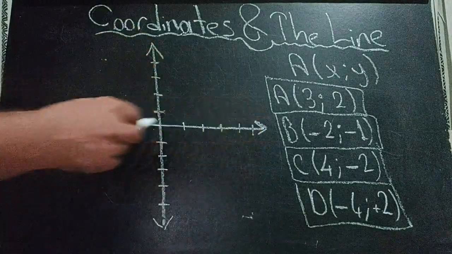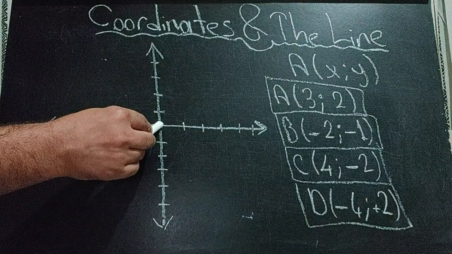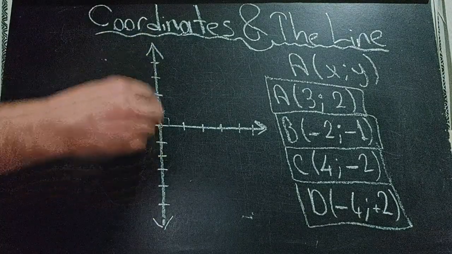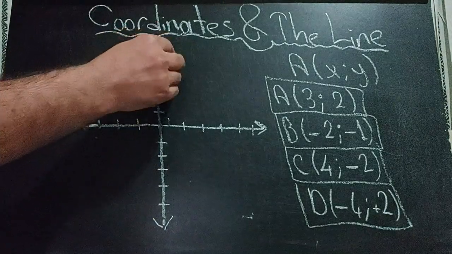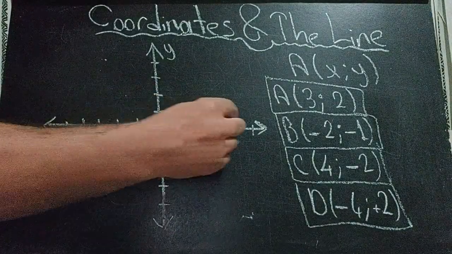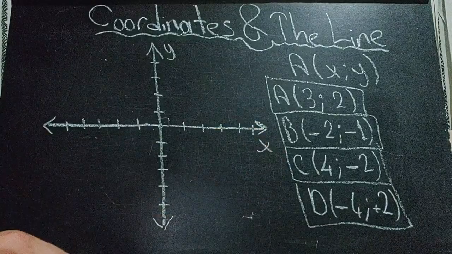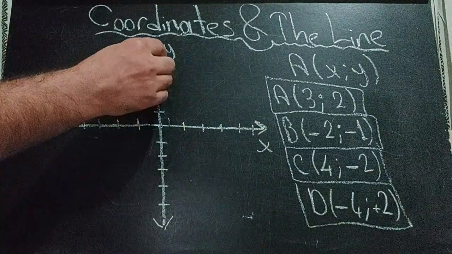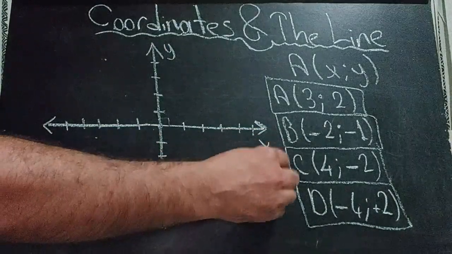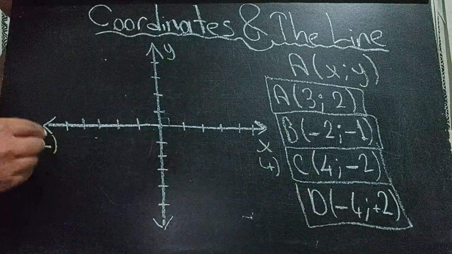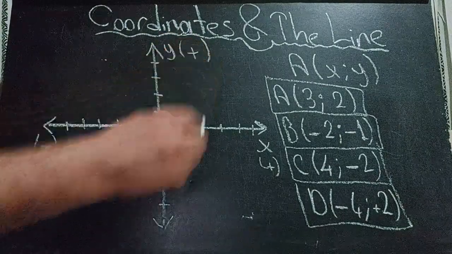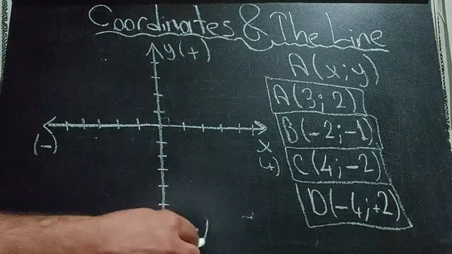I have two lines. They meet each other at 90 degrees, of course. So the vertical line is called the y-axis, and the horizontal line is called the x-axis. Right now, for the x, the right side is the positive side, the left side is the negative side. For y, the top side is the positive side, the bottom side is the negative side.